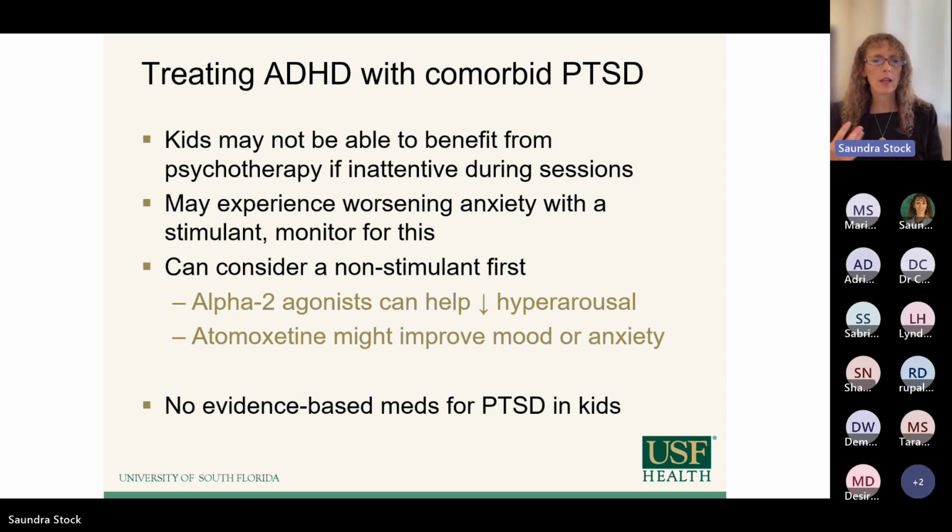We also have atomoxetine, which is Strattera. Atomoxetine is a selective norepinephrine reuptake inhibitor, so that's similar to bupropion. So it might improve mood. And interestingly, when they've used atomoxetine with kids with autism, they get a little bit of an anti-anxiety effect. Might see a little bit of that with a kid with PTSD as well. Atomoxetine increases norepinephrine, but not as robustly as a stimulant, right?